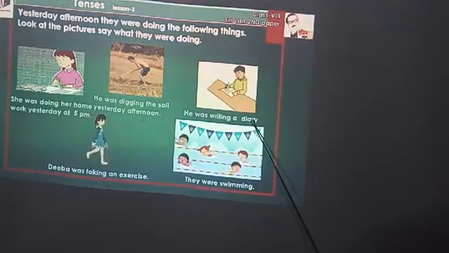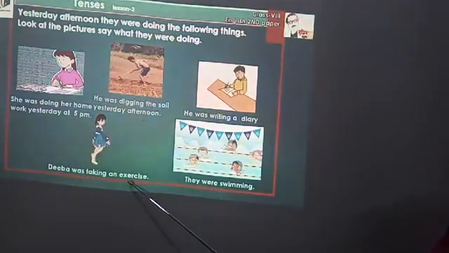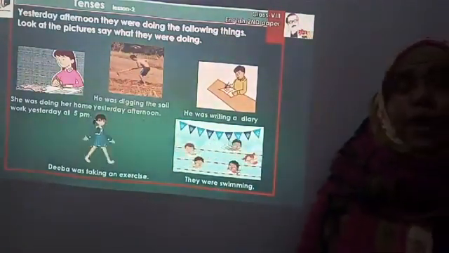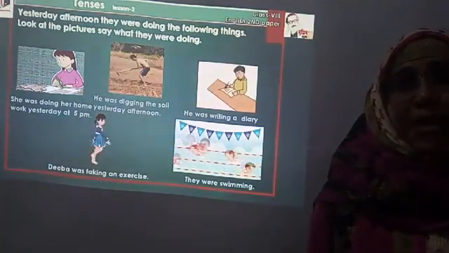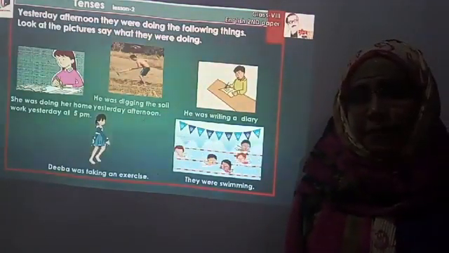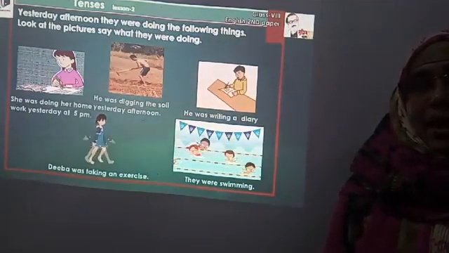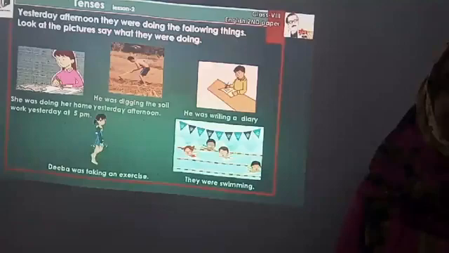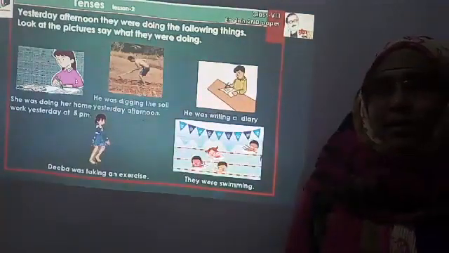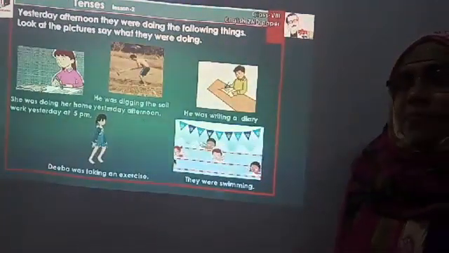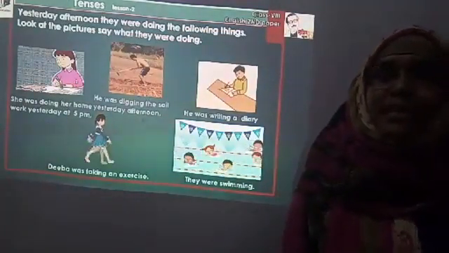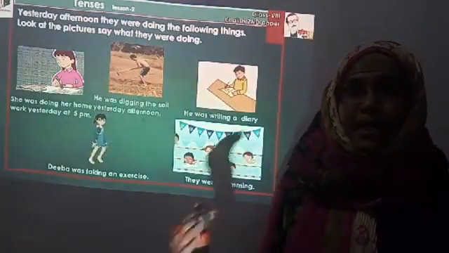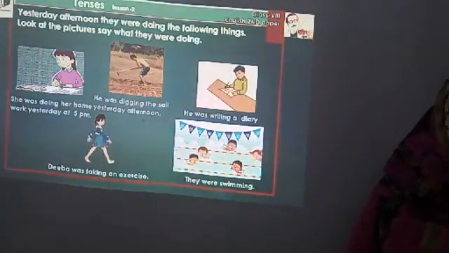He was writing a diary. Diba was taking exercise. They were swimming. If I use they were swimming, you have to understand that the action was going on in the past, not in the present. In the previous slide, we got the idea: in the present situation, if the action is going on, that is present continuous tense. But here you have got the idea: the action was going on in the past situation.